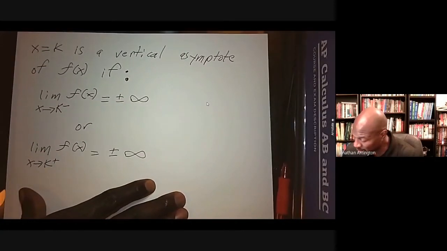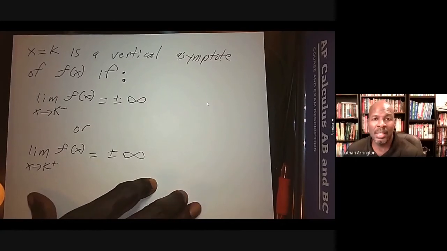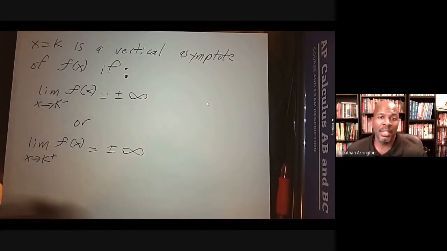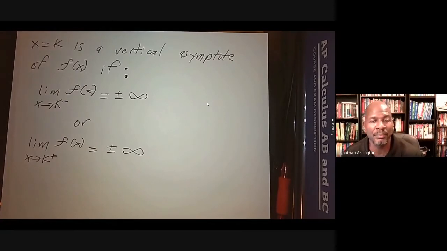It's very important to understand that if I'm claiming that x equals k is a vertical asymptote for some particular function, then the limit as x goes to k minus or k plus for that function has to be plus or minus infinity. No ifs, ands, or buts about it. No exceptions, no excuses. If I'm declaring that x equals k is a vertical asymptote for a particular function, the limit as x goes to either k minus or k plus has to be, without question, plus or minus infinity. That's very important to understand and to remember.